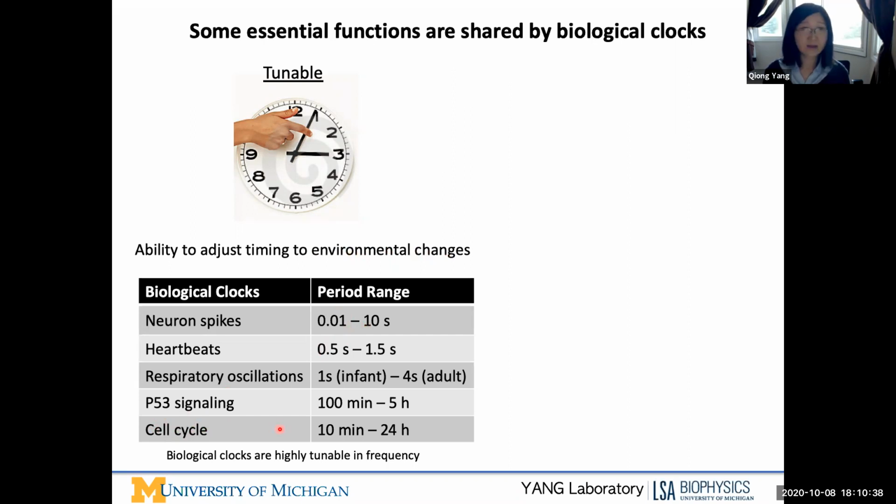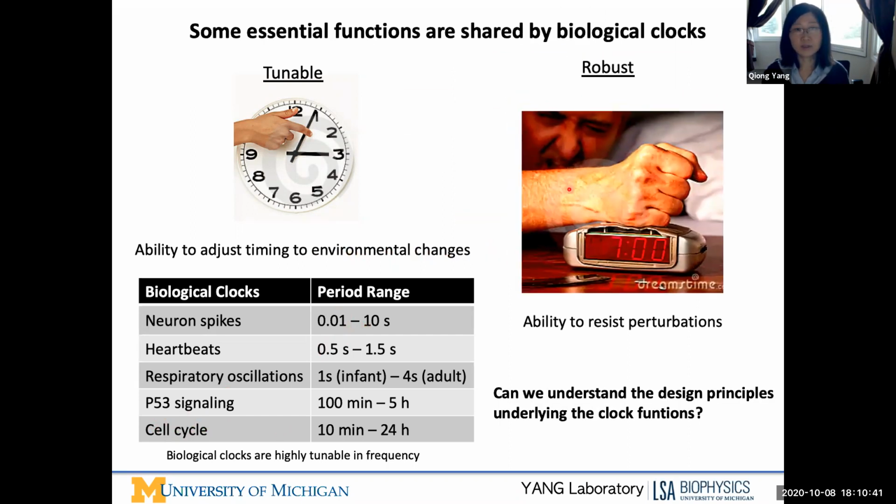On the other hand, the clock must perform robust oscillations to resist small perturbations in the environment. So as a physicist by training, one of the central questions we are interested in is whether we can identify some common design principles that may be shared among all these different clocks to control certain common functions. So that's what I want to focus on for today's talk.